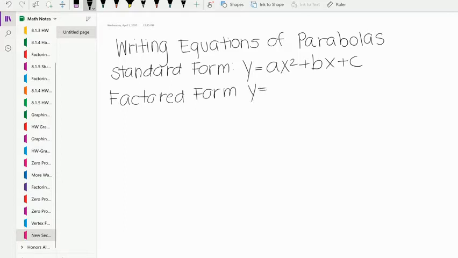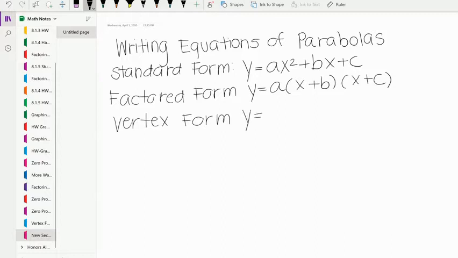So we have y equals a times (x plus b) times (x plus c). And those b and c are just variables to represent unknowns. And then we also have vertex form, or graphing form, which is y equals a times (x minus h) squared plus k. And obviously we know that (h, k) is equal to the vertex.